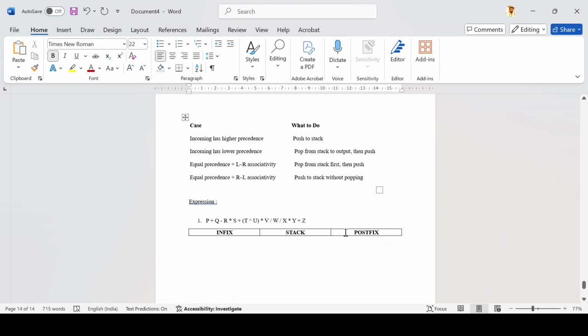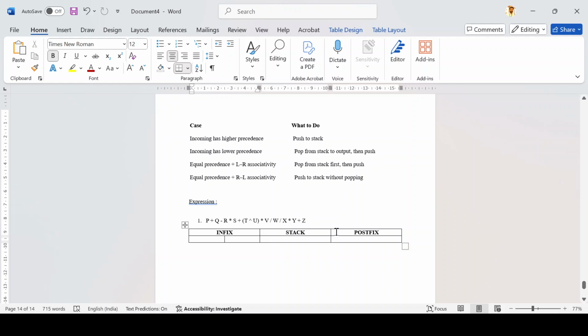Here we have taken the example P plus Q minus R into S plus T power U into V by W by X into Y plus Z. The first element is the variable P. It's an operand, so straight away it moves to the postfix expression. Then plus is incoming, and in the stack there is nothing, so we push it into the stack. P is there in the postfix.